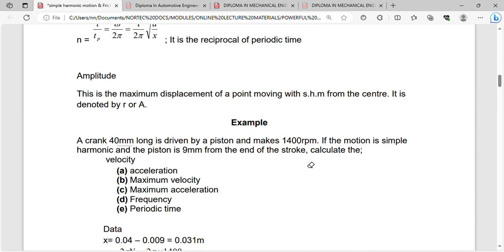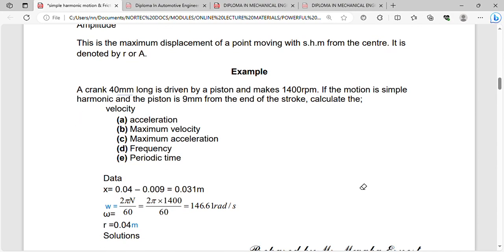Okay. So the question is, we have a crank of 40 millimeter long, driven by a piston, and makes 1,400 revolutions per minute. And of course, the condition is that it's simple harmonic, and it's 9 millimeters from the end of the stroke. Then we're told to calculate the acceleration, maximum velocity, maximum acceleration, and the frequency, and finally the periodic time.